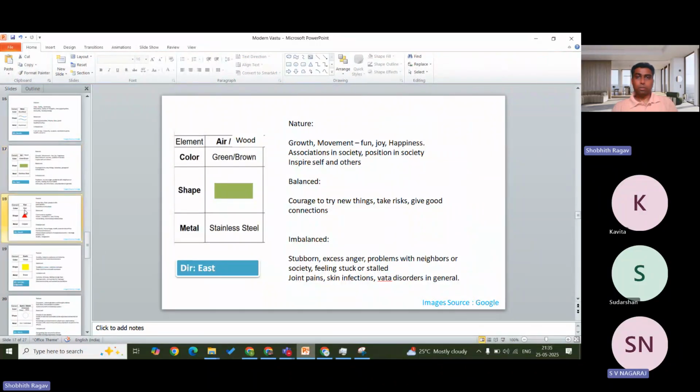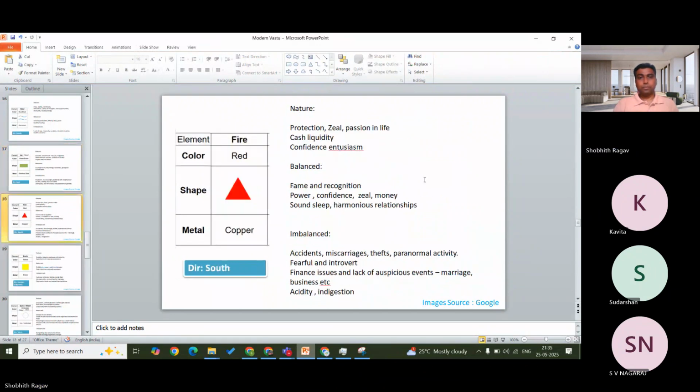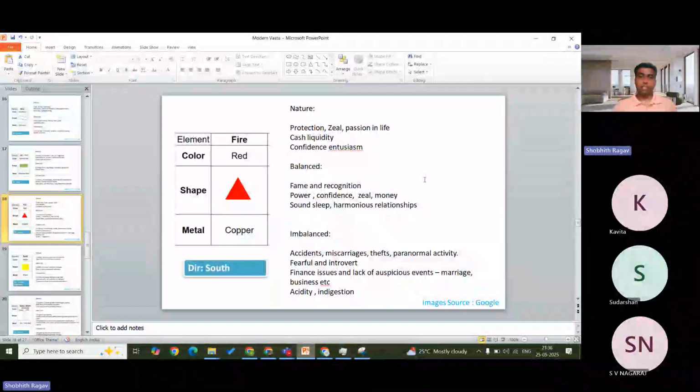Then we will go to the fire element. For the fire element, we generally depict the color as red and the shape as a triangle. Any triangular shape you see, especially not the inverted triangle, but the upward triangle. The upward triangle we consider as a fire element. And the metal is copper.